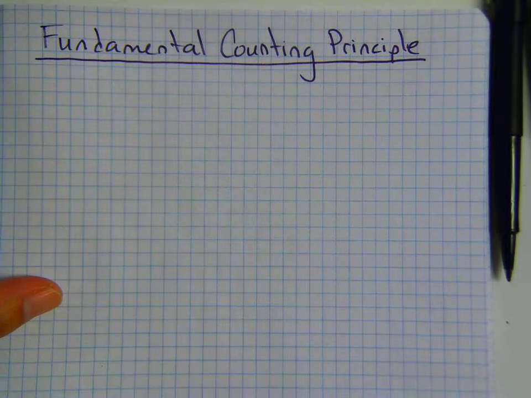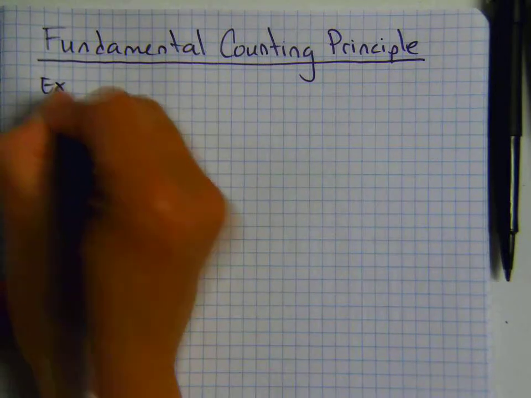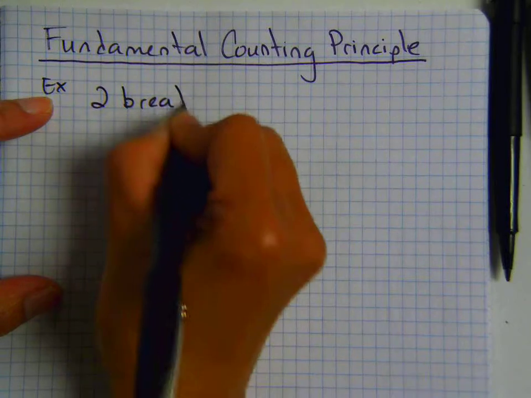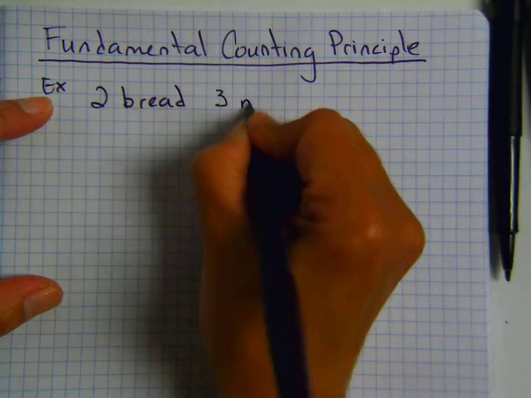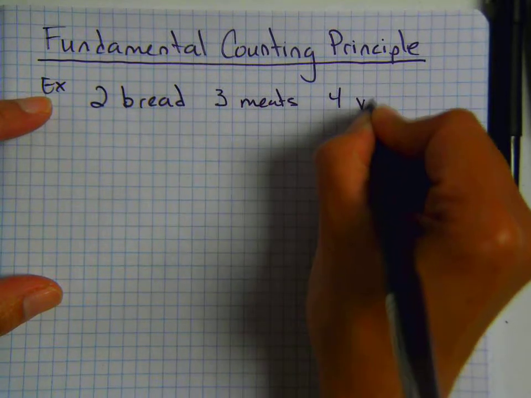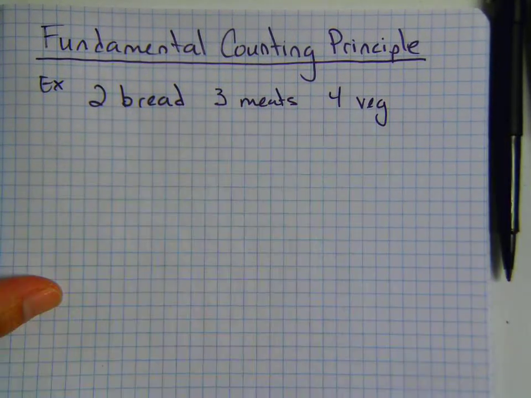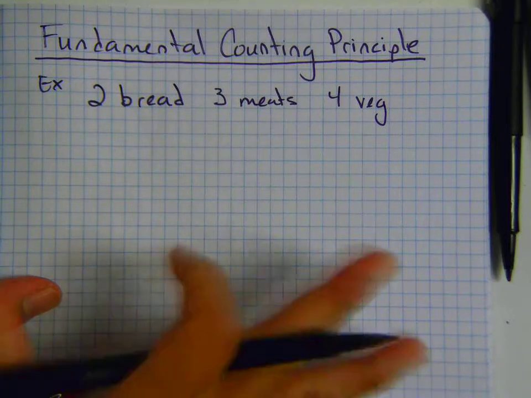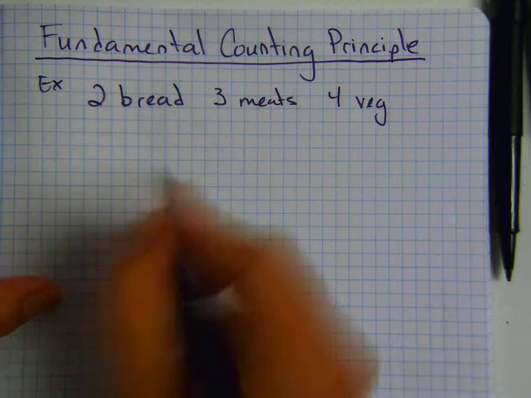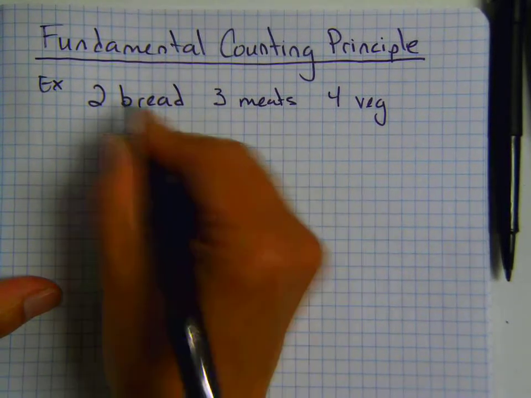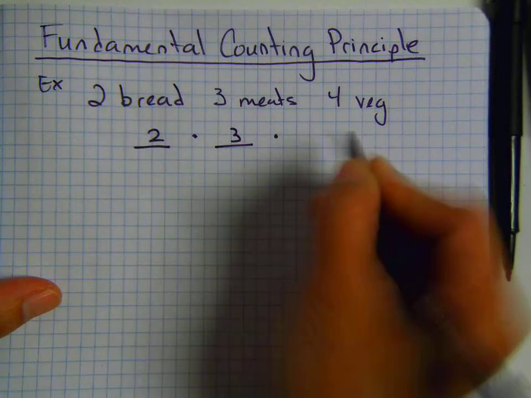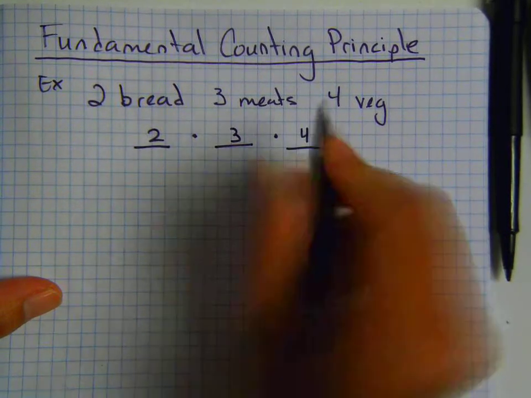So for example, let's say I have 2 types of bread, and then I have 3 types of meats, and then I have 4 vegetables that I could put on it. And I only want to do 1 of each. So the way I could figure out the number of different combinations that I could have is by taking the number of choices for bread times the number of choices for meat times the number of choices for vegetables. So I have 3 items.